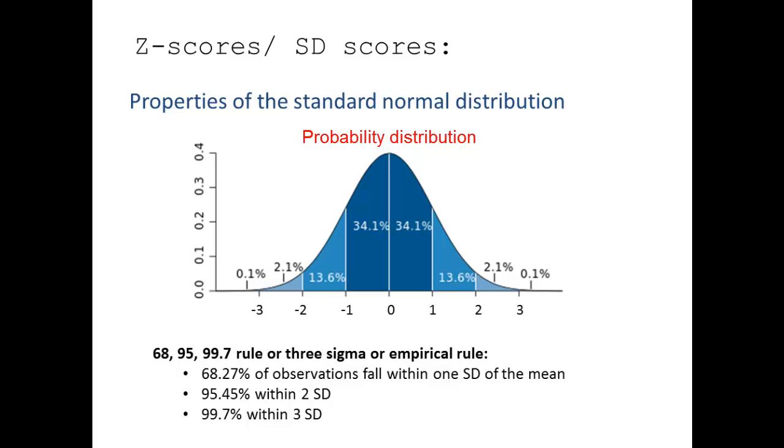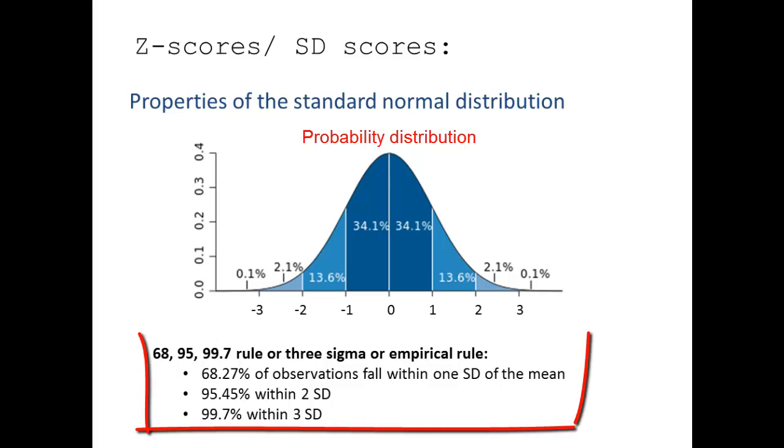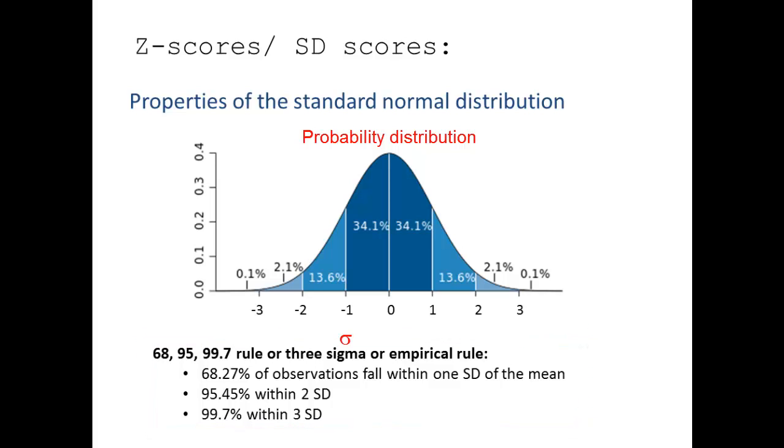One set of values perhaps worth remembering for making quick calculations in your head is the 68, 95, 99.7 rule. This runs as such. 68.27% of observations lie within one standard deviation of the mean, 95.45% lie within two standard deviations, and 99.7% lie within three standard deviations of the mean. Sigma is a Greek letter typically used to denote the standard deviation, and so this rule is sometimes called the 3 sigma rule. This rule can be used to make rough probability statements about observations.